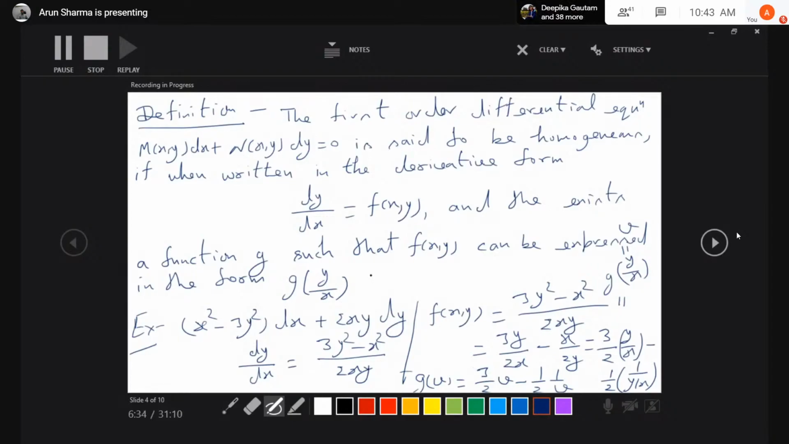Okay, so this equation is said to be homogeneous. This is said to be a homogeneous differential equation.